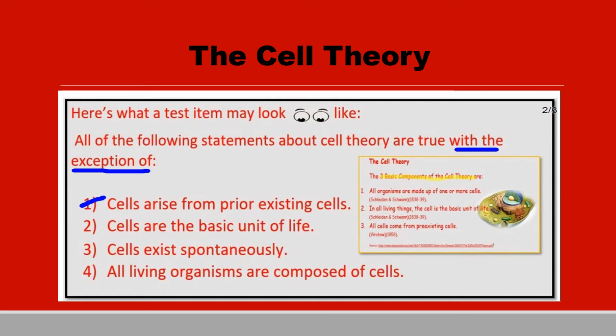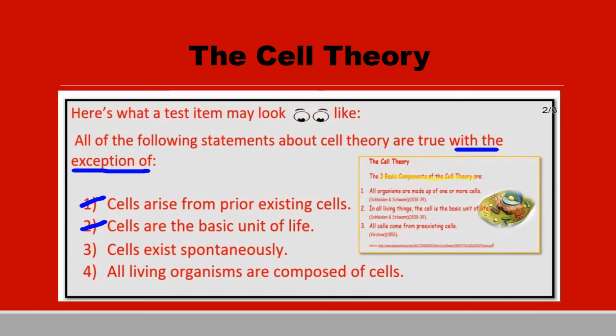So when we look at option number 2, it states cells are the basic units of life. Well, according to the theory, in all living things, the cell is the basic unit of life. And so we know that option number 2 is a true statement. And so we're going to eliminate option number 2 because it does not apply.